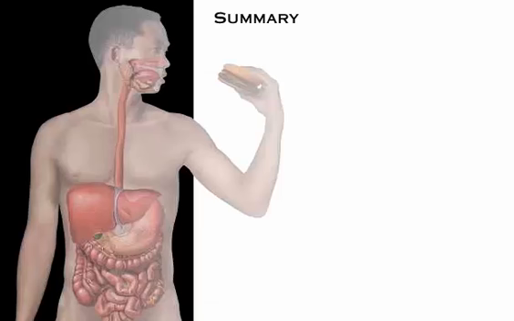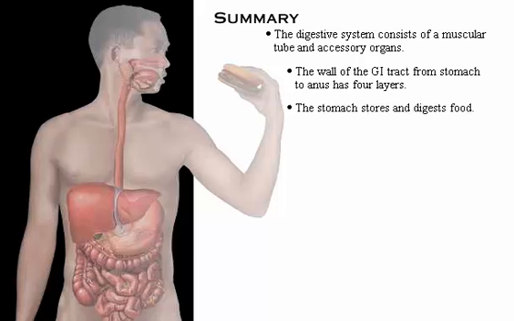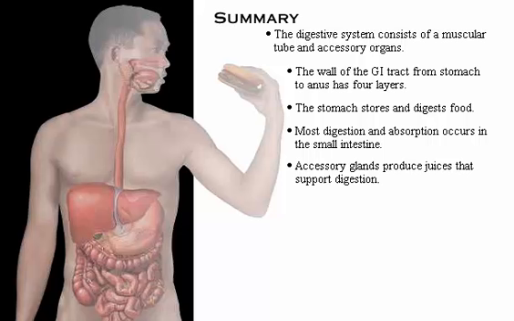Here's a summary of what we've covered. The digestive system consists of a muscular tube and accessory organs. The wall of the GI tract from stomach to anus has 4 layers. The stomach stores and digests food. Most digestion and absorption occurs in the small intestine. Accessory glands produce juices that support digestion.